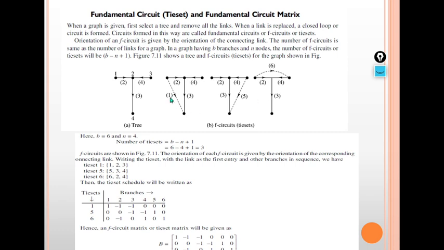So what am I taking? 1, 5 and 6 links. So write it here, 1, 5 and 6 tie sets. Now the branches are 1, 2, 3, 4, 5, 6, total branches. Now if I take the loop, here how do we find the plus 1, minus 1 to make a matrix? You have to take the direction of the link.